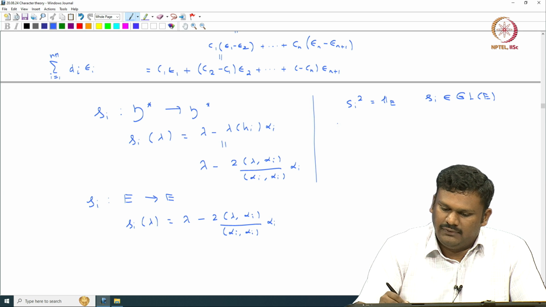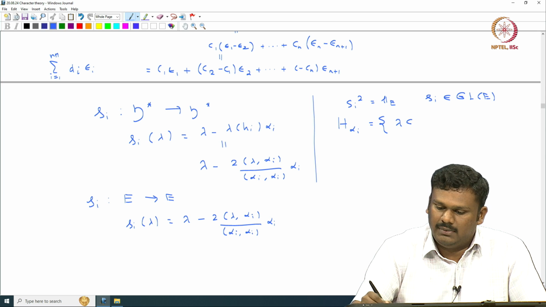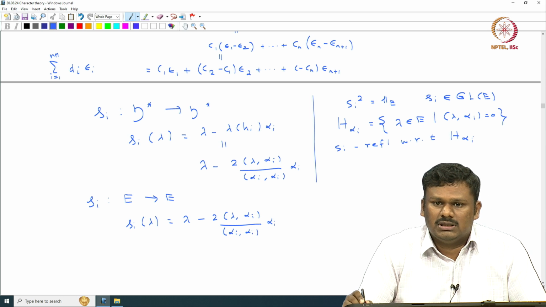Not only that, if I take H_alpha i to be the hyperplane perpendicular to alpha i, those lambda in E such that (lambda, alpha i) is 0, then it is clear that s_i is the reflection with respect to this hyperplane H_alpha i, because the elements of H_alpha i will be fixed and alpha i will be sent to minus alpha i.